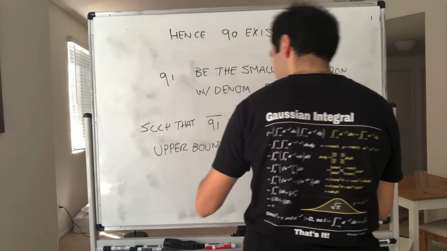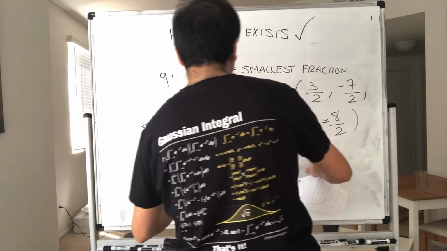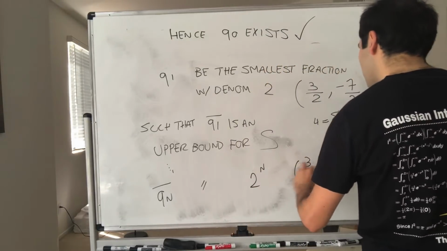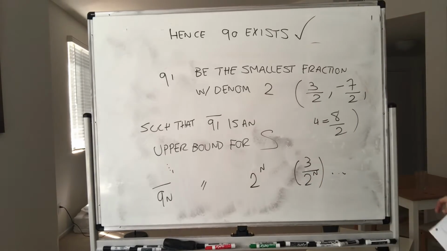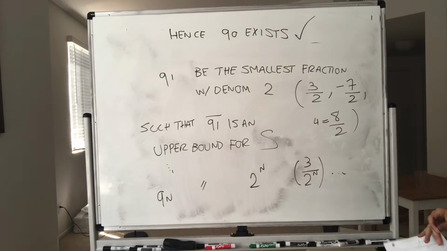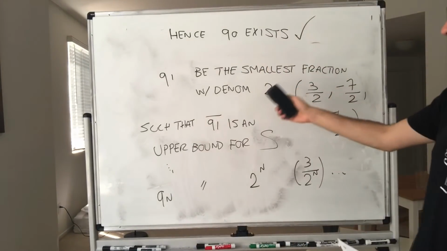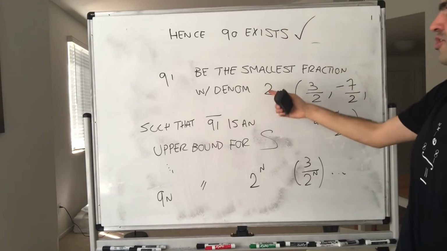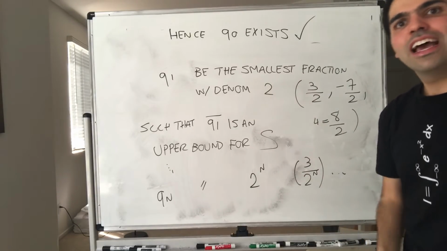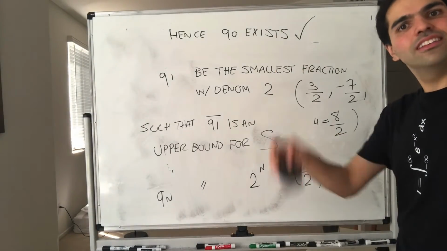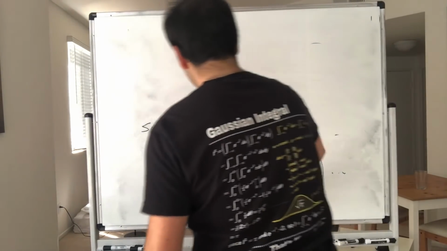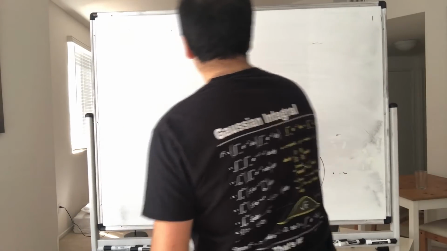And similarly, you can define Qn bar to be the smallest fraction with denominator 2 to the n, think like 3 over 2 to the n, that is an upper bound for S. And now notice an integer is a special case of a fraction with denominator 2, which is a special case of a fraction with denominator 4, etc., etc. So of course, it turns out this Qn is a decreasing sequence because we're kind of refining our result in some sense.